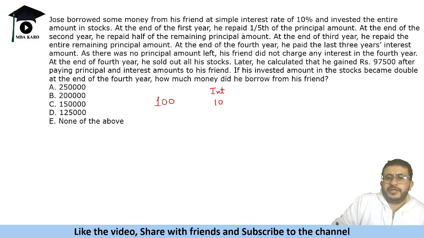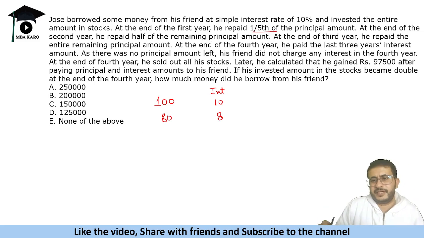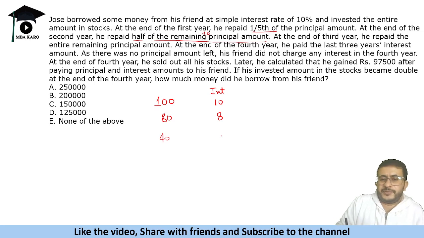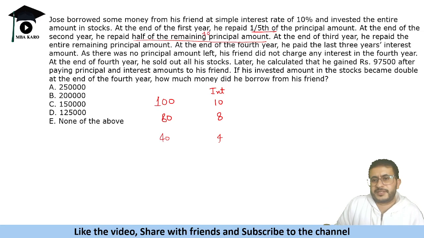Now he pays one fifth of the principal amount at the end. So now he is left with 80 rupees. And the interest he has to pay is 8 rupees. At the end of the second year, he paid half of the remaining principal amount. So he has paid again 40 rupees. So he is left with 40 rupees and he has to pay 4 rupees interest.